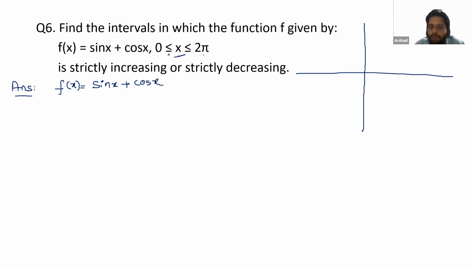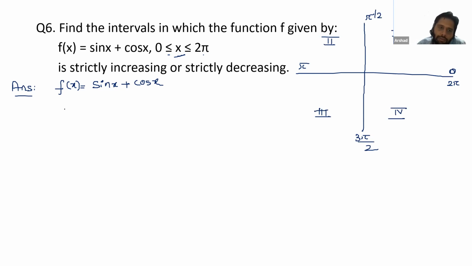Please check here. 0 to 2 pi, x is greater than or equal to 0. This is 0, this we have pi by 2, this we have pi, this we have 3 pi by 2, and then we have 2 pi. So they are saying that x is greater than or equal to 0 and less than or equal to 2 pi. So that means all the four quadrants. I hope this is clear to everyone. So the value of x lies in all the four quadrants.